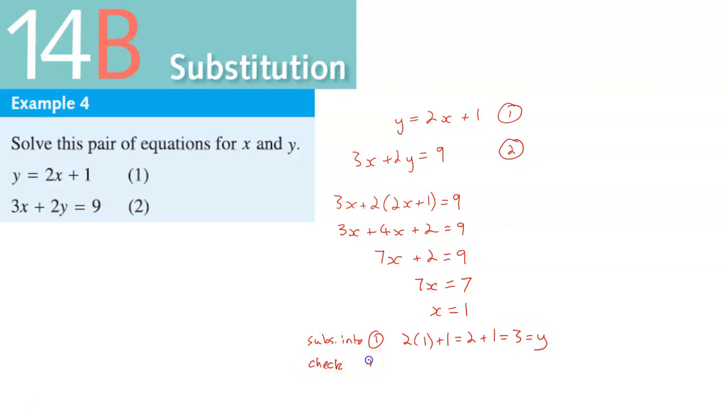Then I need to check by substituting my values into equation 2. So I have 3 times 1 plus 2 times 3. 9 is 9, that's what I wanted. So I finish by stating my solutions clearly.